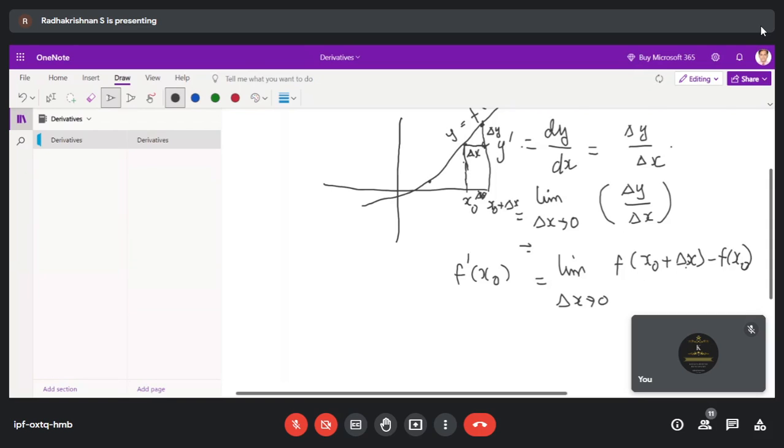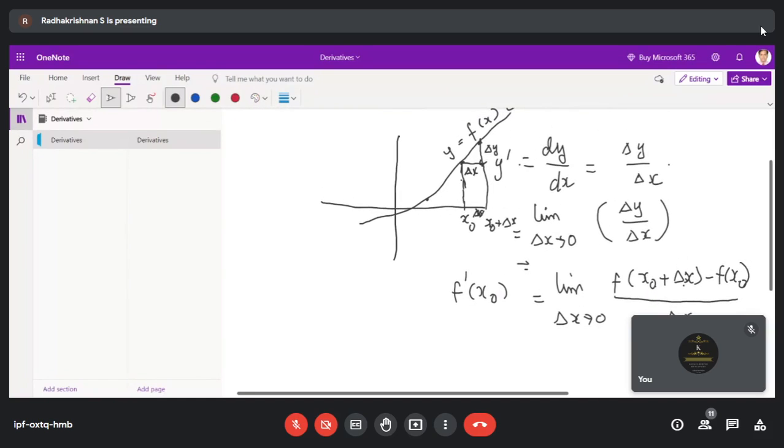f of x0 at the point. So delta y is given by f of x0 plus delta x minus f of x0. That whole thing divided by delta x as delta x tending to 0. So இதுதான் நாம derivative-னு சொல்றது. Okay, so basic principle of derivative இது.